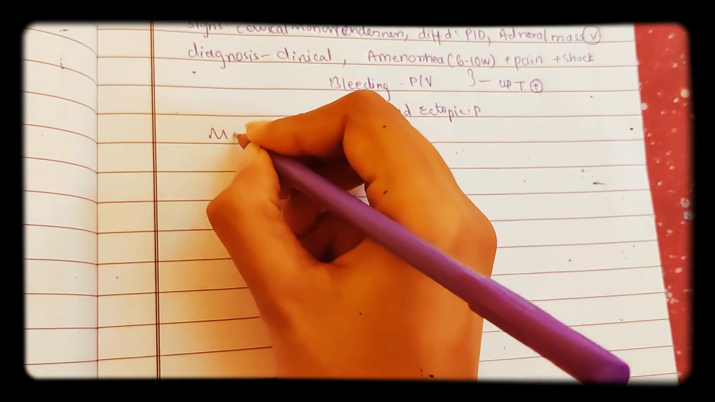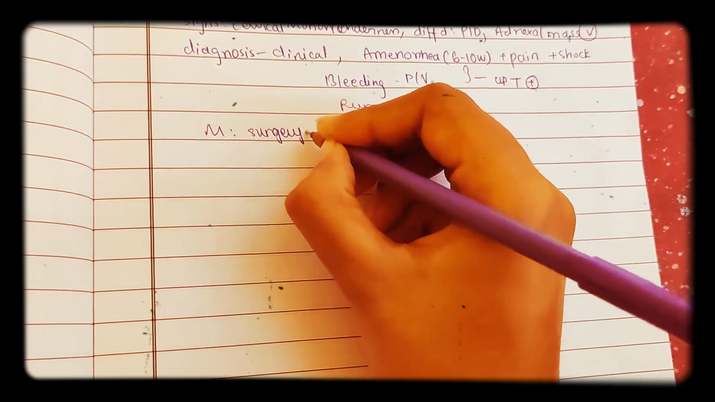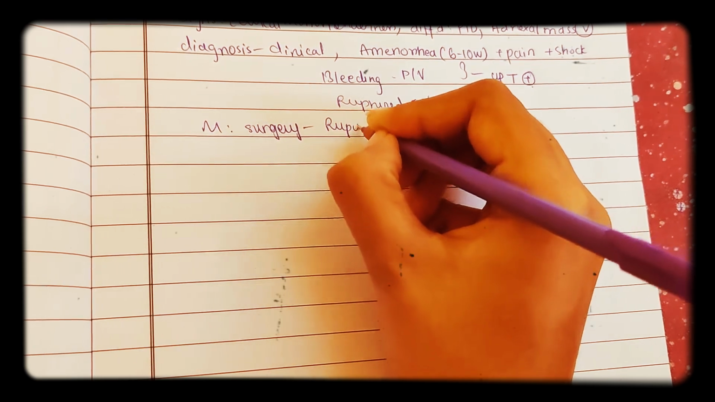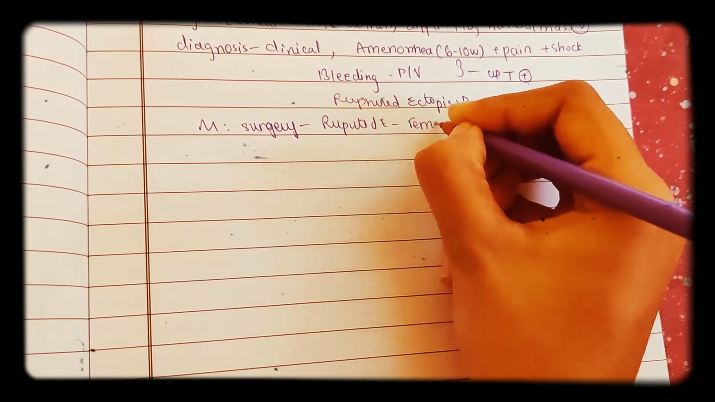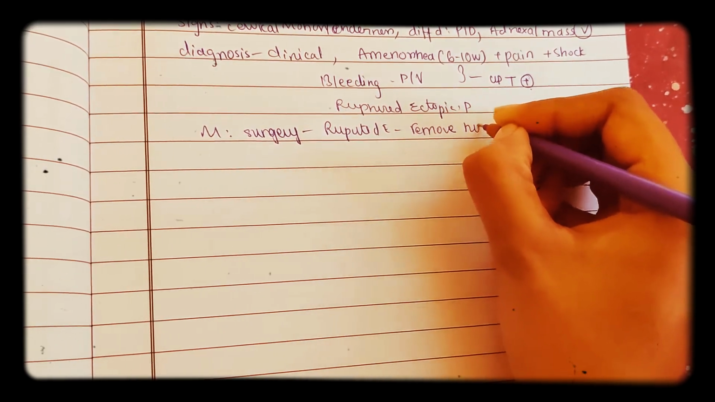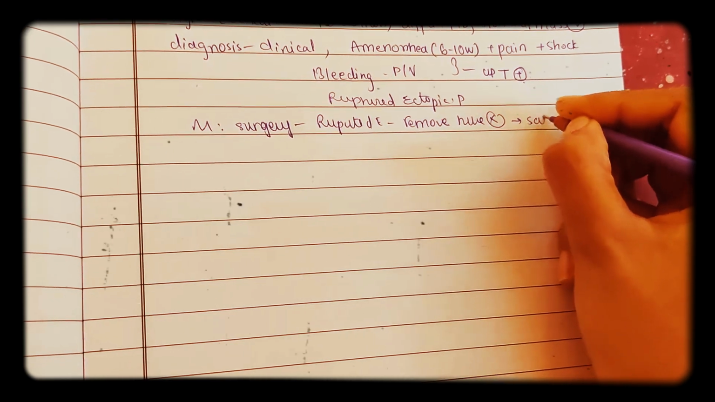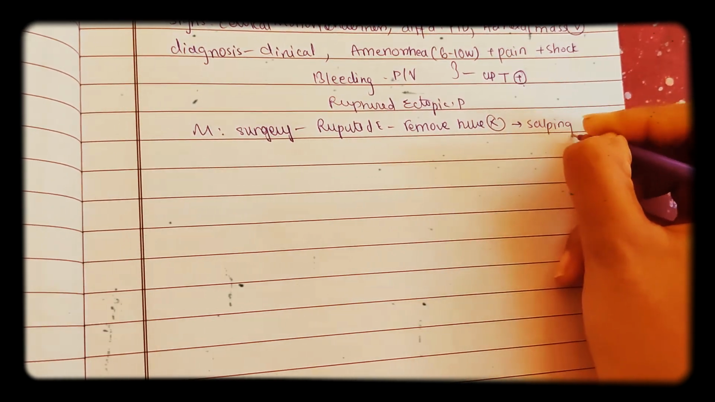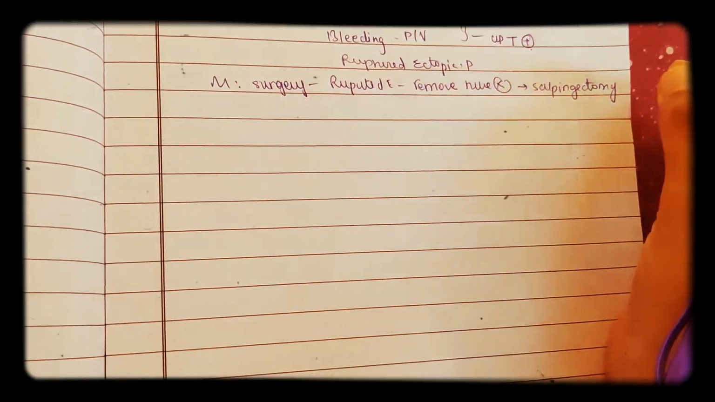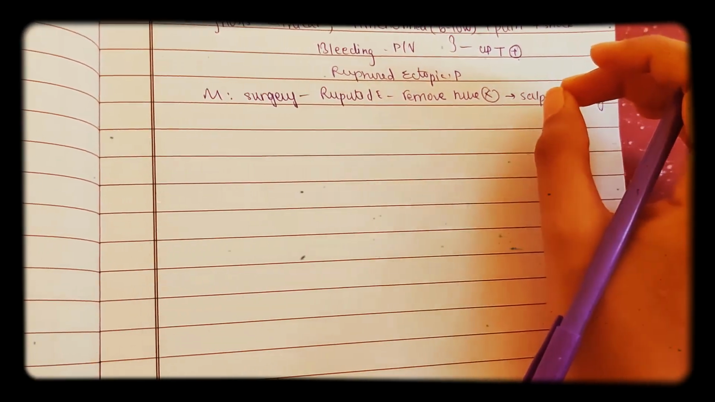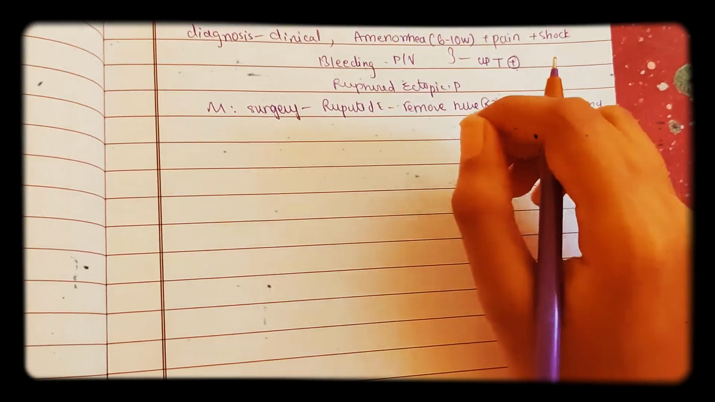So the management is surgery, and the surgery of choice in ruptured ectopic is that you will remove the tube which is damaged, that is salpingectomy. So what is this? Whether the female is nulliparous or multiparous, salpingectomy will just remove the fallopian tube, but you will not remove the ovary. Okay, that is important.